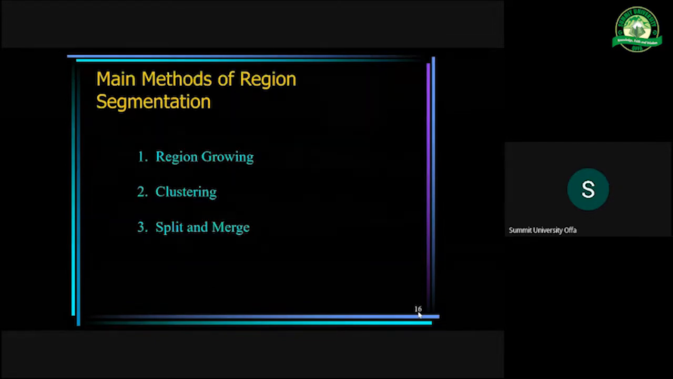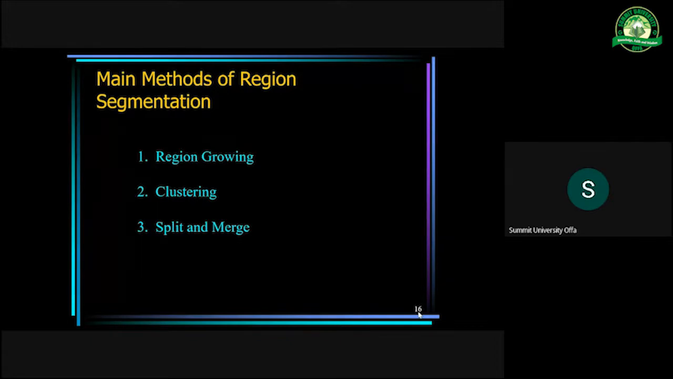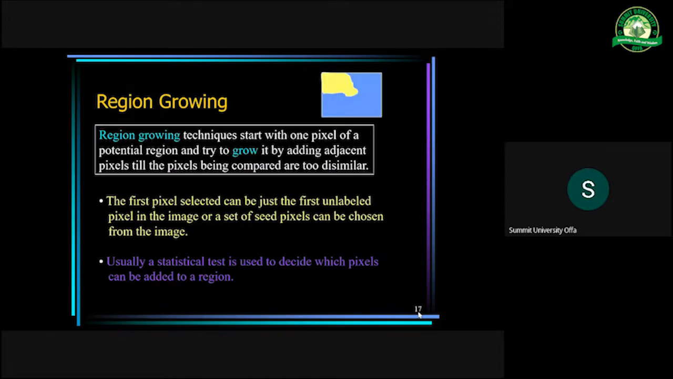So the main method of region segmentation, that is, if you want to do region segmentation, how do you go about it? You can use any of these three methods: region growing, clustering, or split and merge. Region growing starts with one pixel and you try to grow a potential region by adding adjacent pixels till the pixels being compared are too dissimilar.